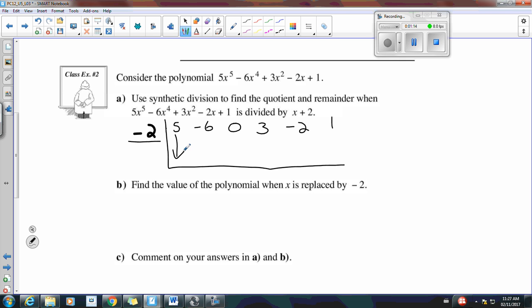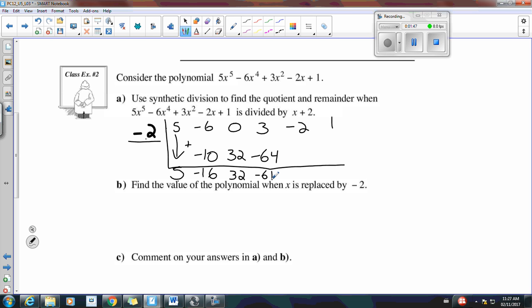We always start synthetic division just by bringing down that first coefficient. And now we multiply negative 2 times 5 is negative 10. The difference with synthetic division is instead of subtracting at each step, you add at each step. So this is negative 16. Negative 2 times negative 16 is 32. 0 plus 32 is 32. Negative 2 times 32 is negative 64. Adding 3 plus negative 64 is negative 61.